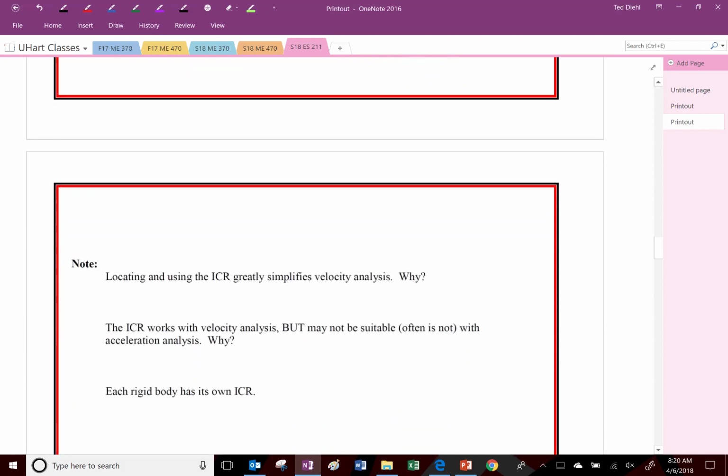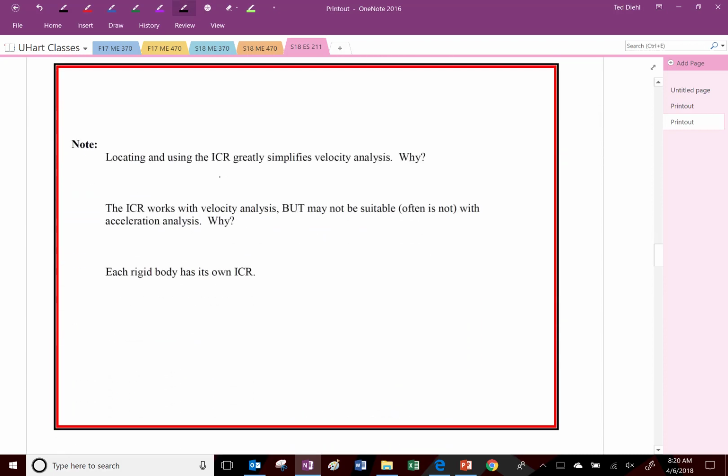I think I ask rhetorical questions here. Why does it greatly simplify it? Because once you find the ICR, you can find the velocity anywhere. But you can only do this with velocity analysis. It's not suitable for acceleration analysis.